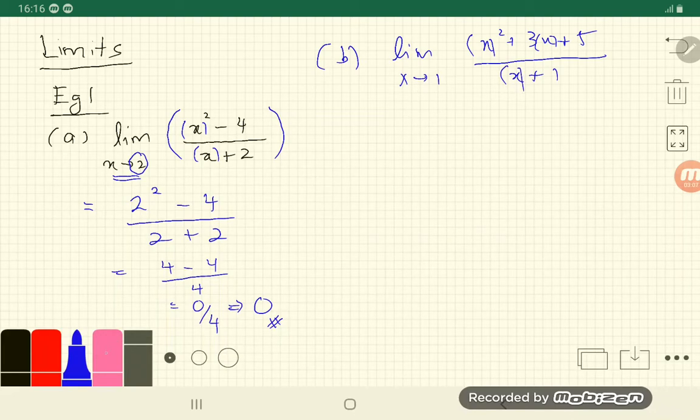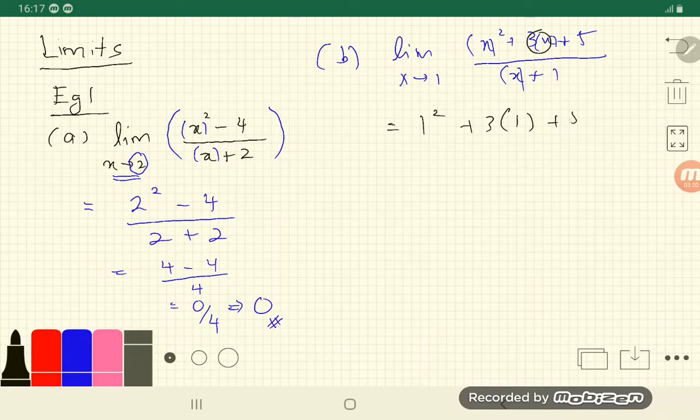Okay, so here is very easy. You are going to get 1 to the power of 2 plus 3. So you have 1 here, so you are going to replace it with 1, plus 5 over, you have x here, so replace it again with 1 plus 1. So you are going to get 8 plus 1, which is 9 over 2. So that's your final answer. If you can simplify your fraction, please do simplify it. Okay, this is one of the ways how to solve limits.